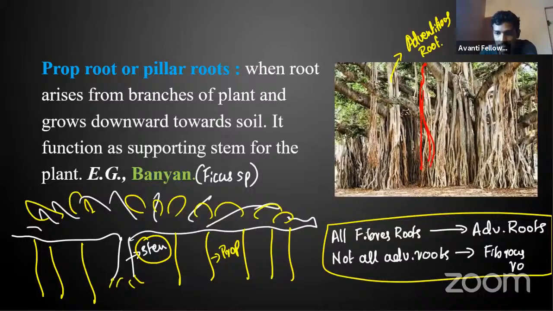Now everything is correct. So all fibrous roots are a kind of adventitious roots only, but not all adventitious roots are fibrous roots, because banyan prop roots are adventitious roots, not fibrous roots. Sorry for the mistake, I didn't see it in a hurry. Thank you, Molya, for correcting it.